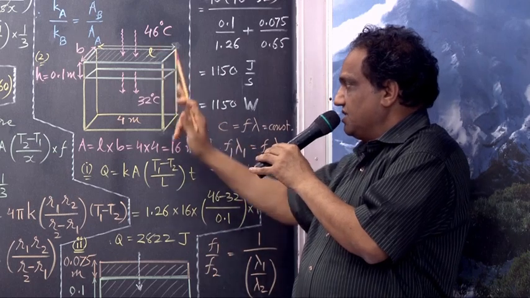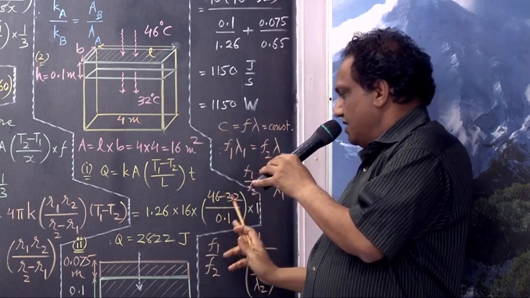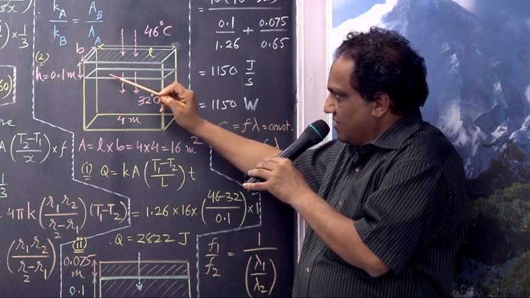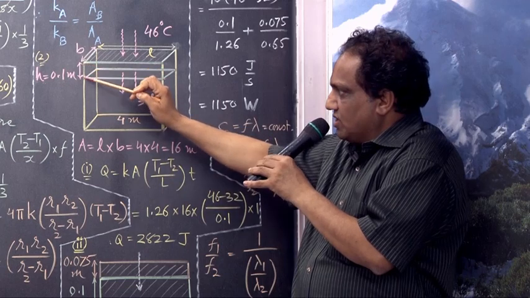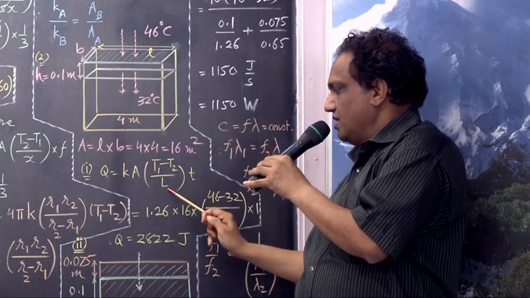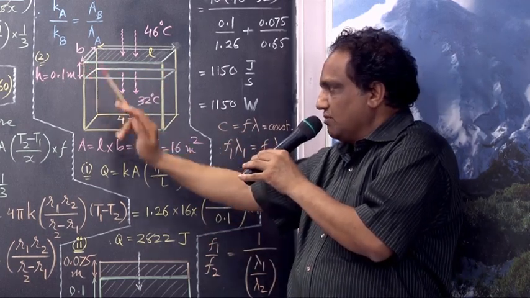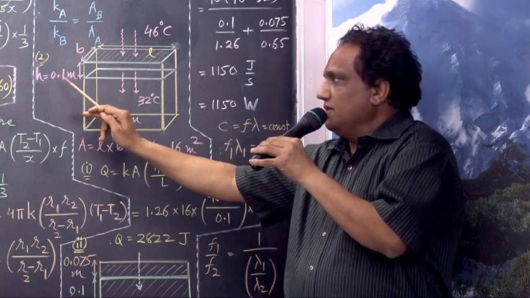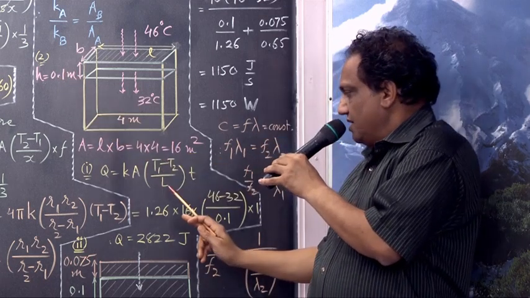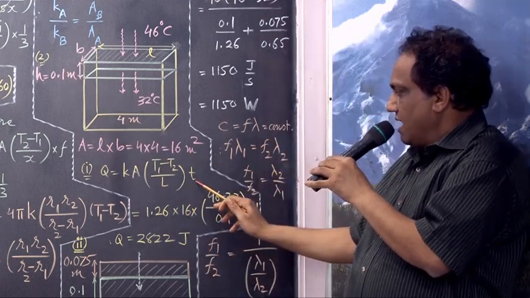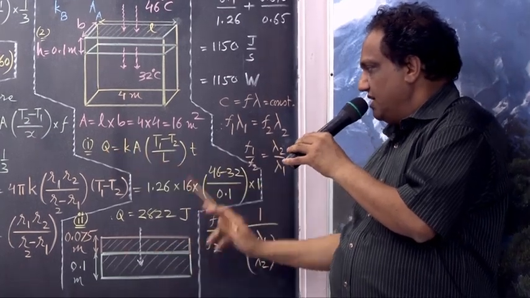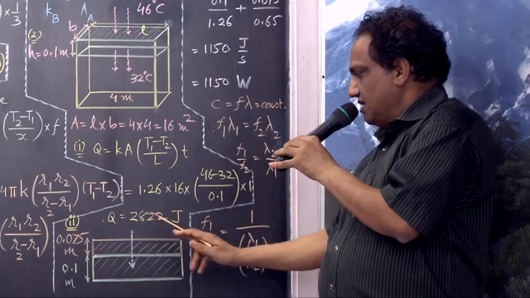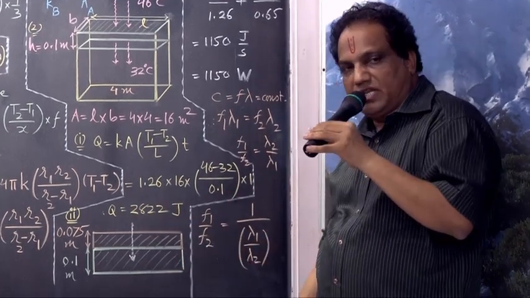What about T1 minus T2? Outer temperature is 46, inner temperature is 32, higher minus lower. If you are taking the temperature difference between these two planes, then the perpendicular separation between these two planes you should write in the denominator as capital L, which is the thickness of the slab. It is 10 centimeter, 10 upon 100, that is 0.1 meter. What about time? In 1 second. Now simplify. Answer is 2822.